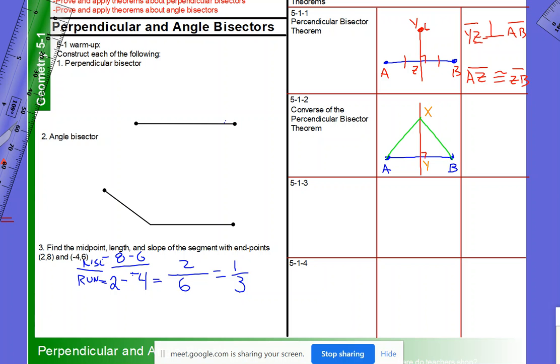So the converse says that if a point is equidistant from the endpoints of a segment, may I continue? All right, if a point is equidistant from the endpoints of a segment, then it is on the perpendicular bisector of that segment.